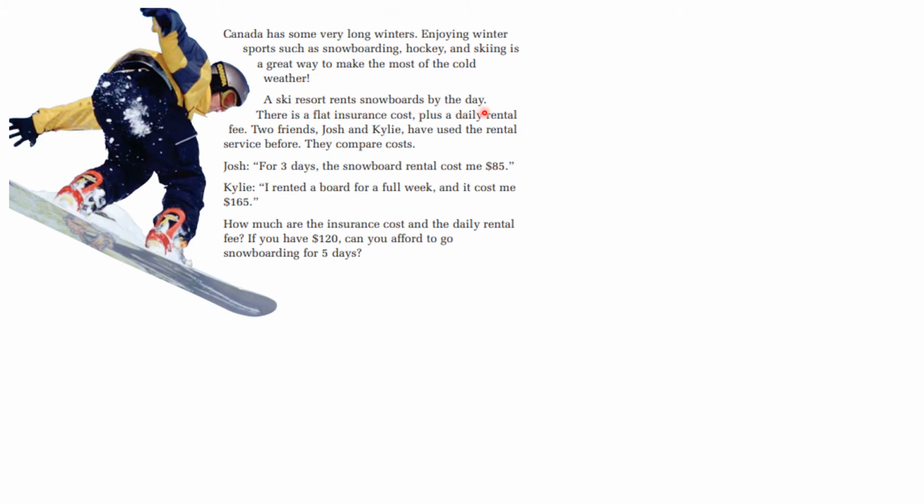So we make sure we understand each sentence before we move on. They rent snowboards by the day, so you can't rent it for an hour, you rent it by the day. There's a flat insurance cost. Flat means one price or fixed. So maybe you're paying $10 for your insurance each day. Well, $10 for your insurance is a flat cost, but on top of that, you're paying the rental fee every day.